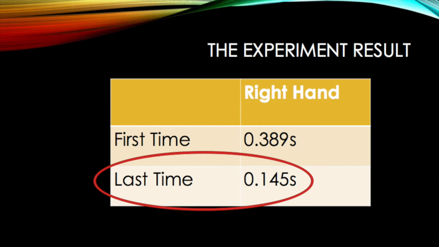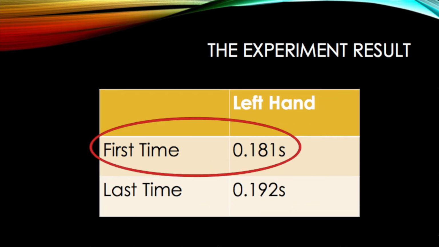Fourth, in the right hand, the last reaction time is faster than the first reaction time. The last reaction time of 0.145 second is shorter than the first reaction time of 0.398 second. Fifth, the first reaction time is faster than the last reaction time in the left hand. The last reaction time of 0.192 seconds spends more time than the first time.